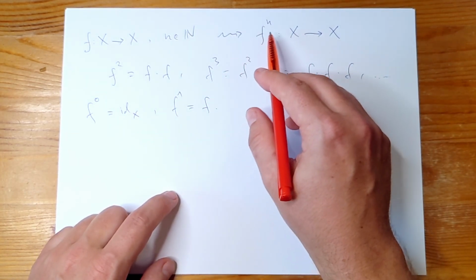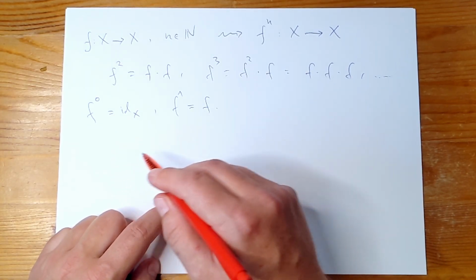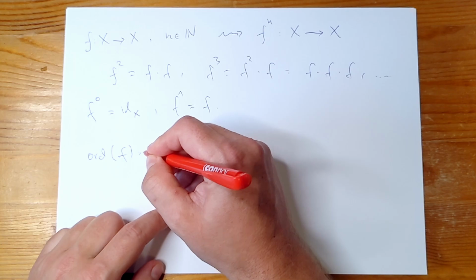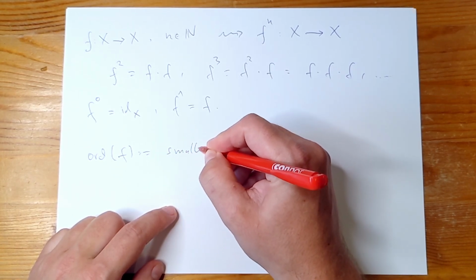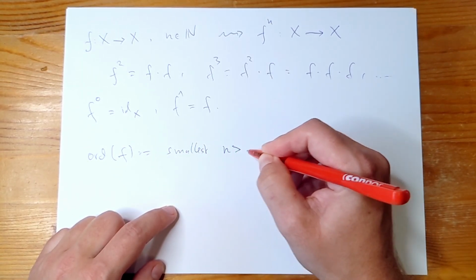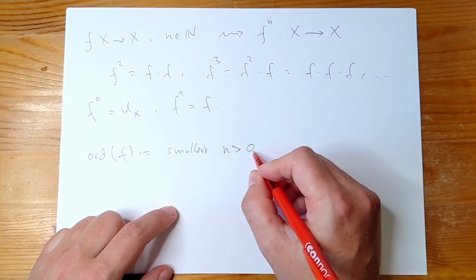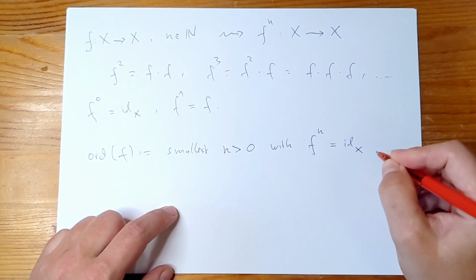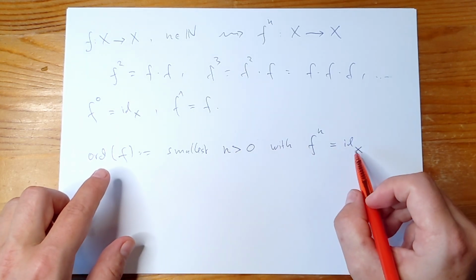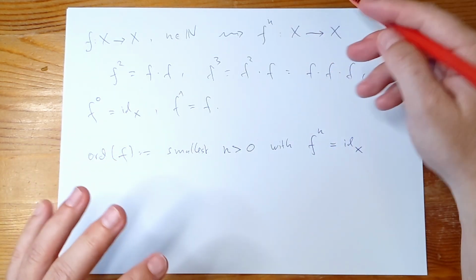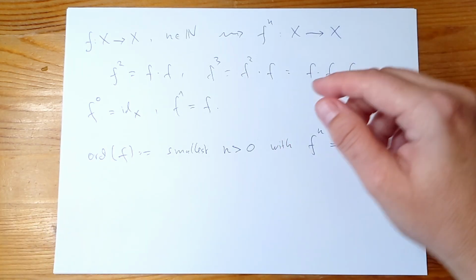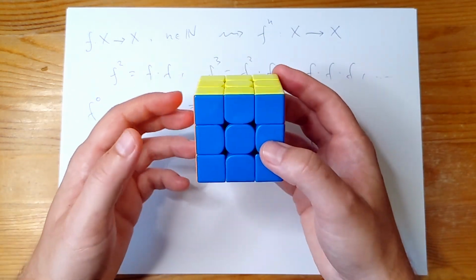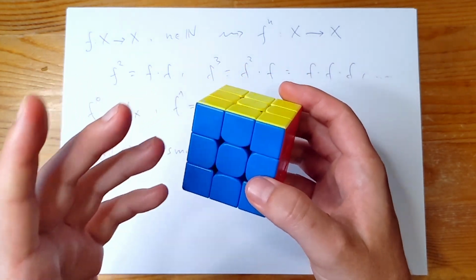All right, so we define these permutations here, and then the order of F is the smallest positive natural number, so 0 is not allowed, with F to the power of n being the identity. This doesn't have to exist, but if X is finite, this always exists. And in our case, these sets are always finite. For example, here we have 54 facelets, so of course this is a finite set.